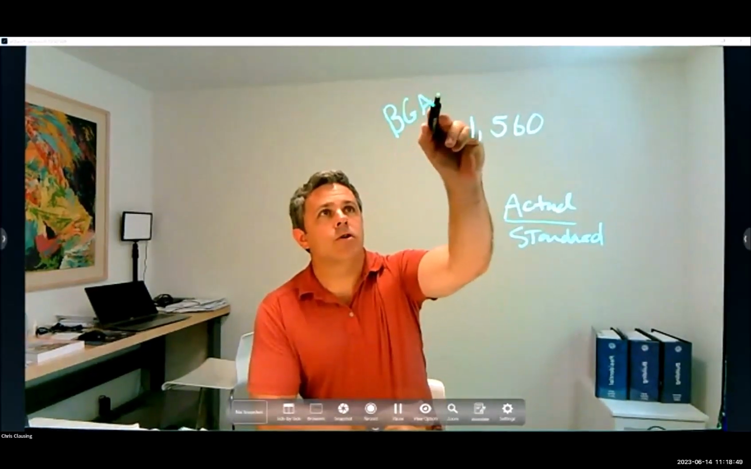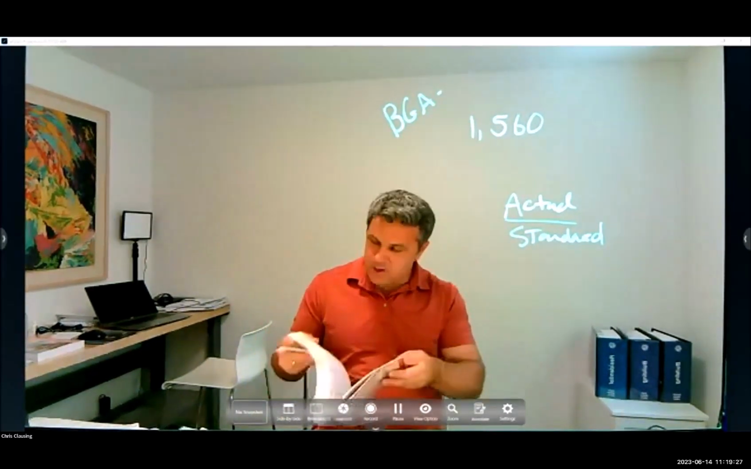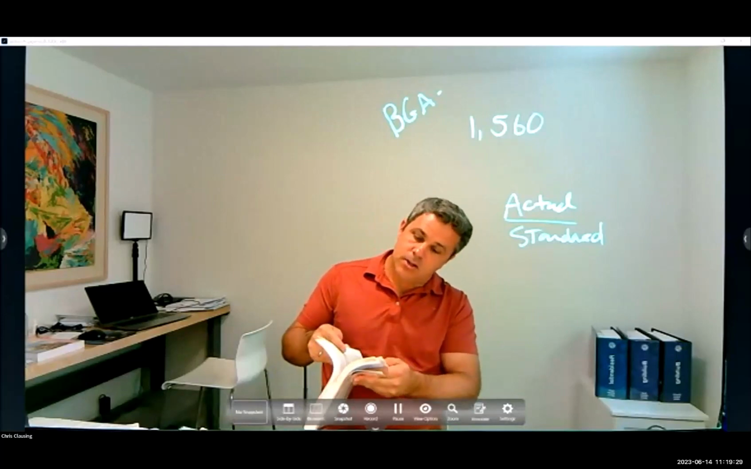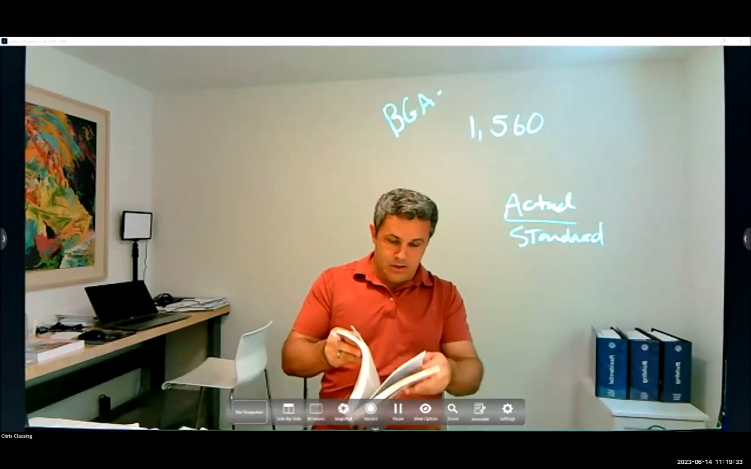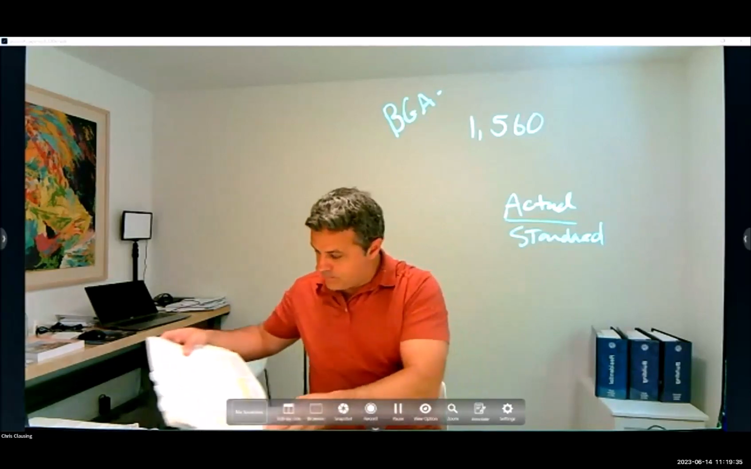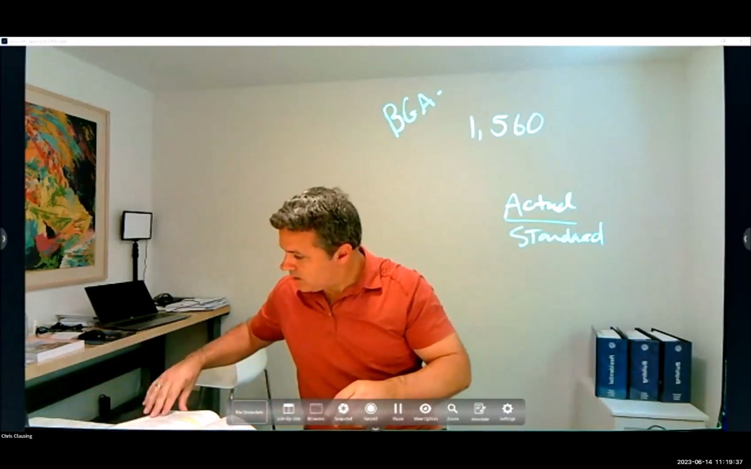No worries. Go to BGA. Yeah, go to page 190. I think that's where it's going to be. Labor performance standards. Yeah, and then I see this table.